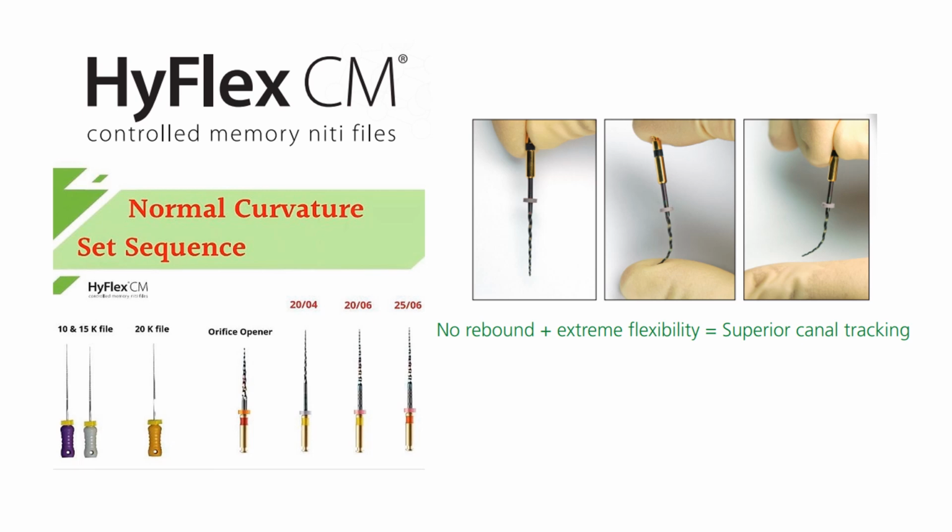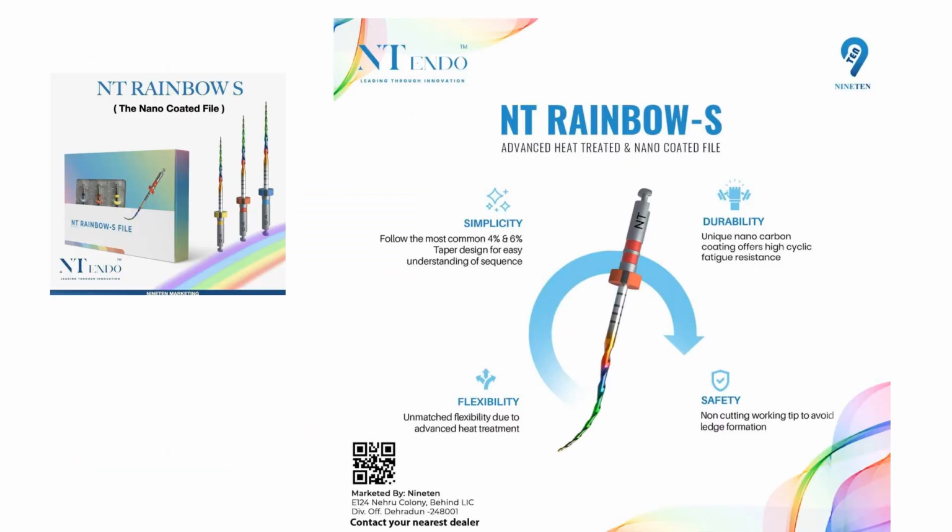So this system, first of all you have to use your number 10, 15 and 20 K files. Then there is the orifice opener. Then they have a 24% tapered file, 26% and 25% tapered file. So you can use these files in this sequence. One of the best advantages is that it has controlled memory, that means assuming the shape of the canal, and it will not try to straighten itself, so there will be very few chances of perforation. And also it has extreme flexibility, so it will be very flexible within the canal, and there will be fewer chances of breakage of these types of files.